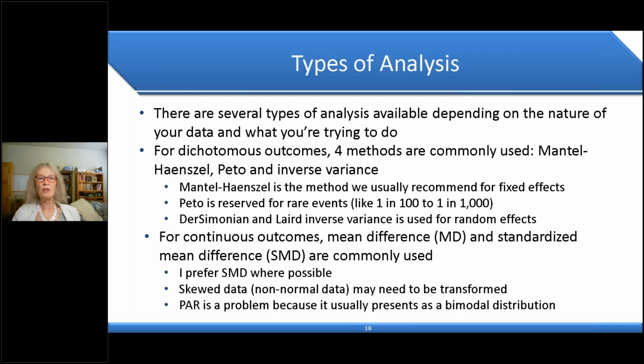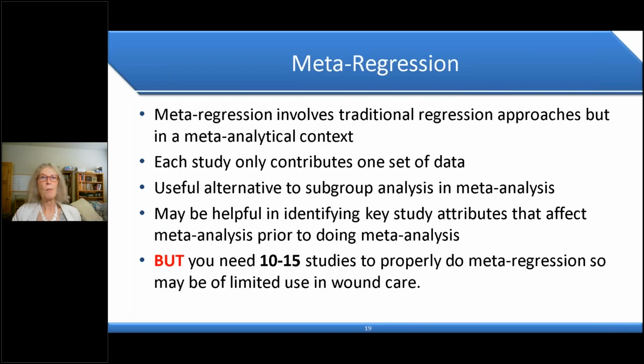There are a couple of issues that you have to worry about. And again, in Cochrane, this is skipped over. Skewed data. One example of this is percentage area reduction. If you've ever looked at plots or graphs of PARs, you can see quite often you get skewed distributions, you get bimodal distributions. So PAR turns out to be a really serious problem child to analyze in terms of meta-analysis.